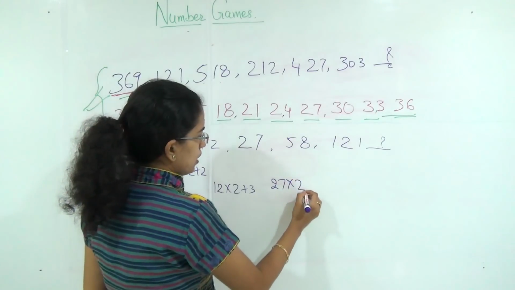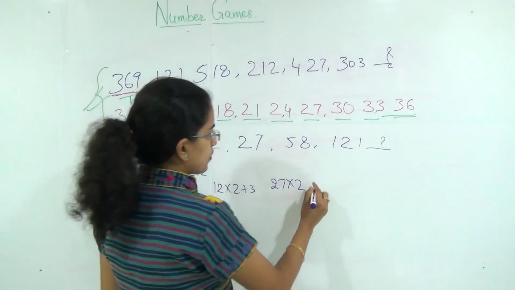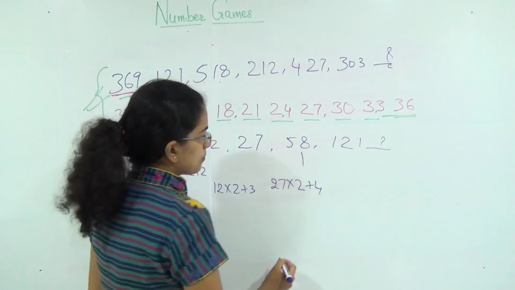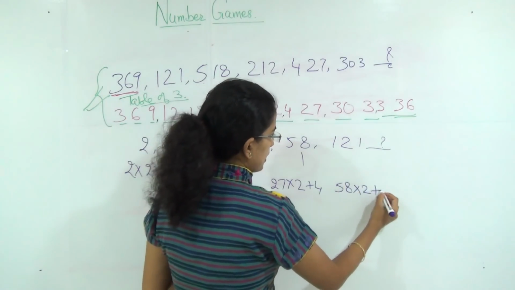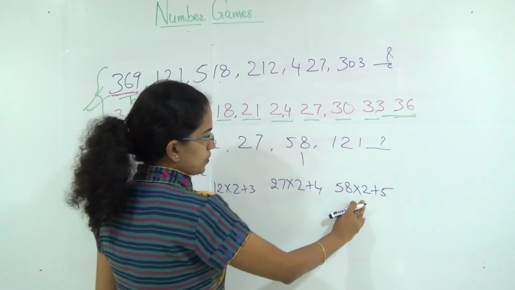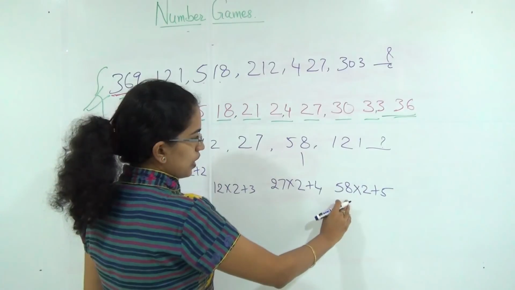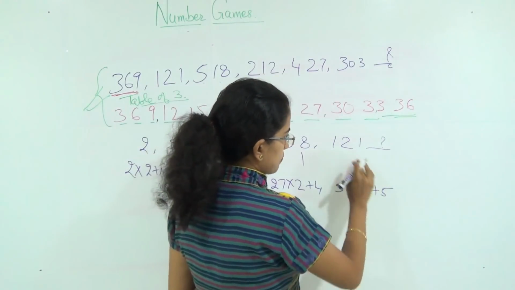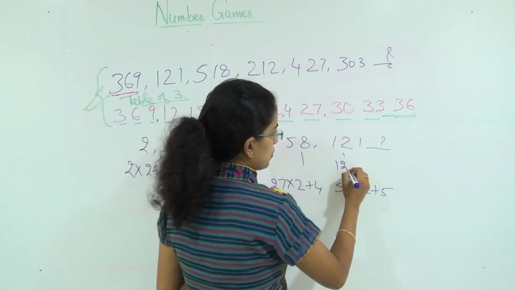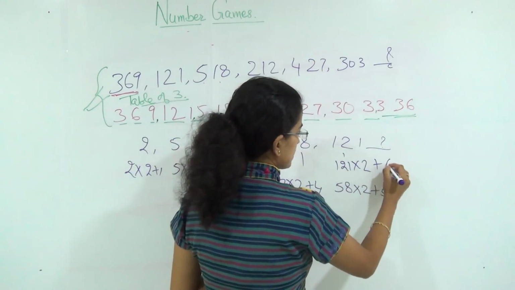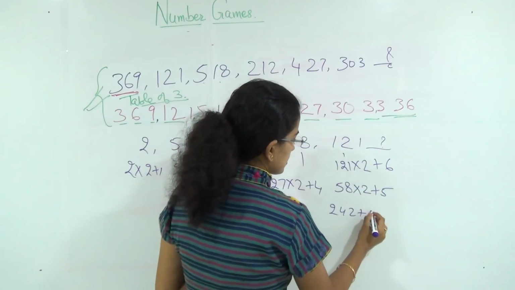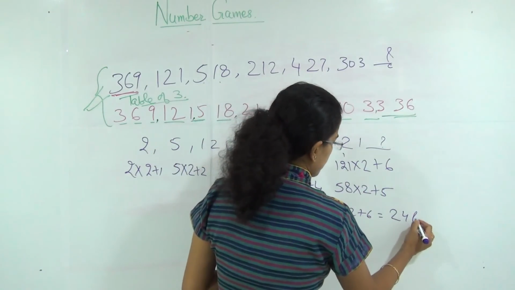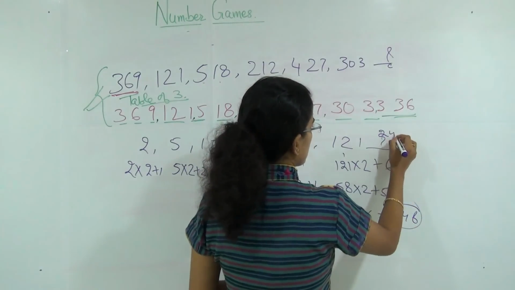27 into 2 is 54. 54 plus 4 is 58. Then I do 58 into 2 plus 5. So 58 into 2 is, you have 116. 116 plus 5 is 121. So again I do 121 into 2 plus 6. So 121 into 2 is 242 plus 6, that is 248. So the next number here should be 248.